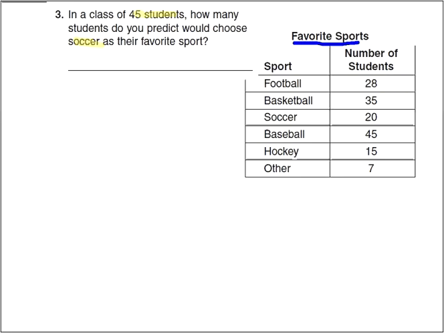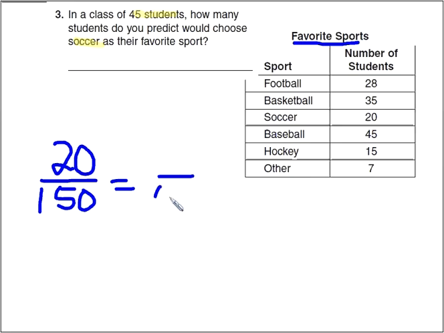So 45 students. Well, first let's find out what's the probability, what's the ratio here, of students who chose soccer. It says 20 chose soccer here. 20 students chose soccer, but 20 students out of how many? So we add all these up, and I did that beforehand, I got 150. So 20 out of 150 students chose soccer. How many students out of 45? So here 150 was my total. Here 45 is my total. But I'm asking how many here.